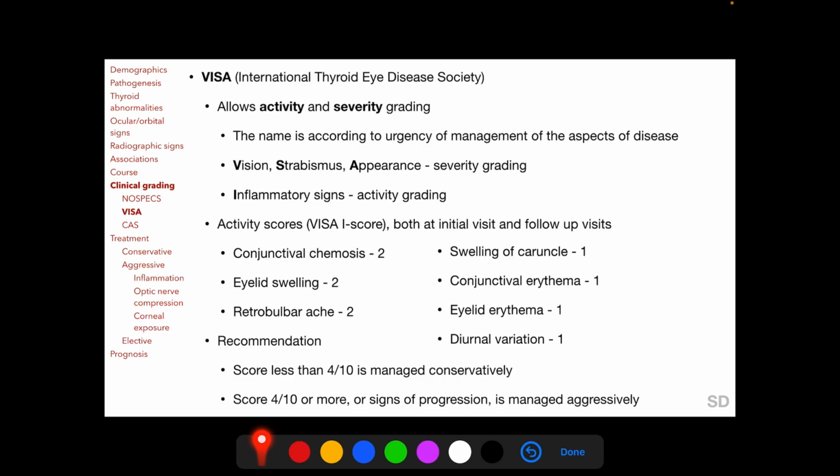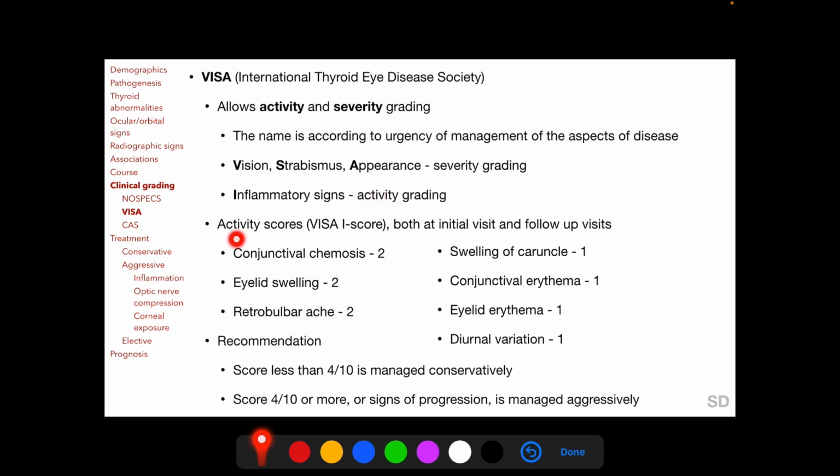The VISA clinical grading system has been developed by the International Thyroid Eye Disease Society and allows for both activity and severity grading, and the letters in the name derive from the initials of the components of the disease according to decreasing order of urgency in the management of the aspects of the disease. Vision, strabismus and appearance grade severity of the disease, and eye or inflammatory signs grades activity of the disease.